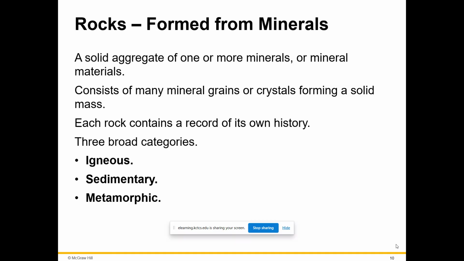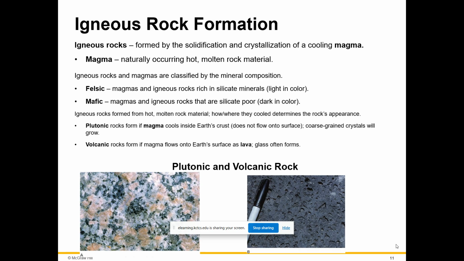All right, so rocks are formed of minerals. So if it has one or more minerals, we call it a rock and no longer call it a mineral. There are three main types of rocks: igneous, sedimentary, and metamorphic. I'm sure you've probably seen the rock cycle at some point in time. But igneous rocks are formed from the cooling of magma.